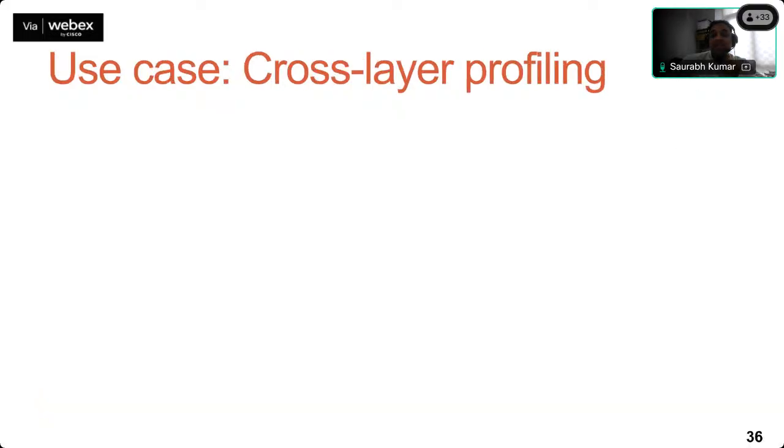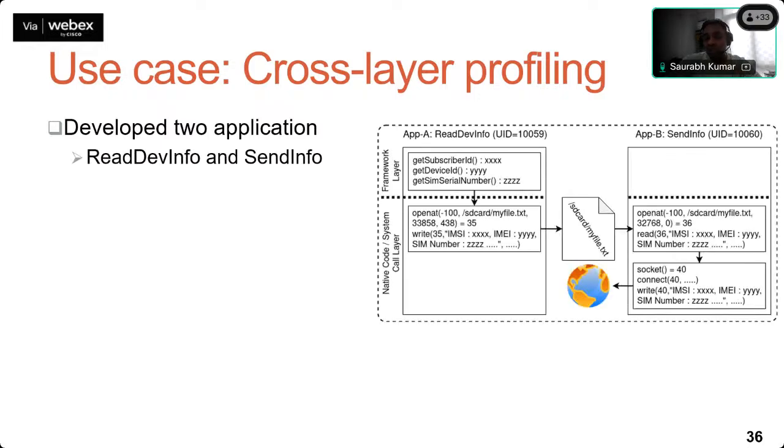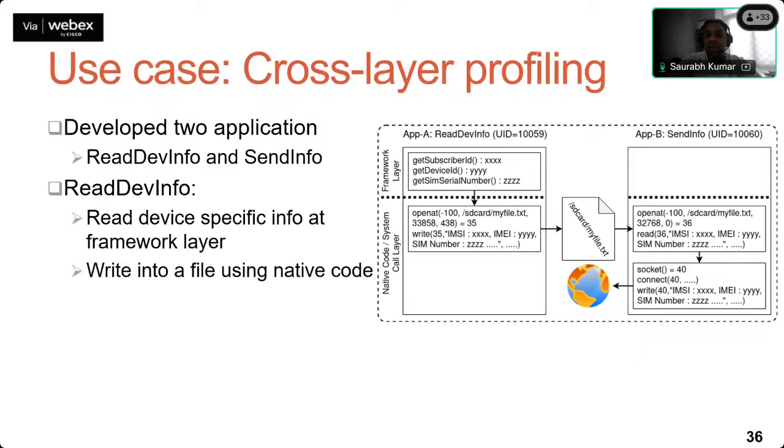And the last thing is the cross-layer profiling. So how can you do this? To show these things, we developed two applications, read dev info and set dev info. Read dev info reads the device specific information at the framework layer and writes into a file using native code. Native code means C, C++ code.